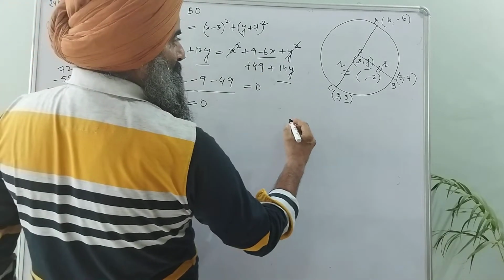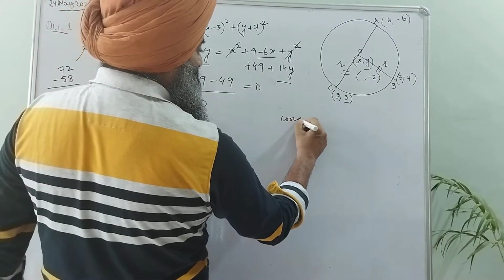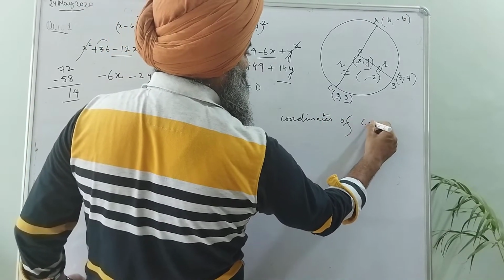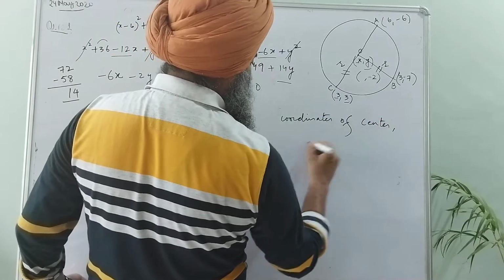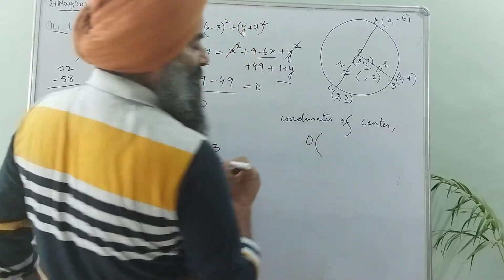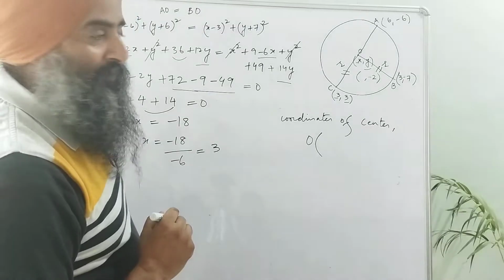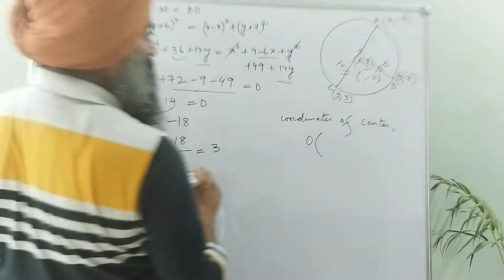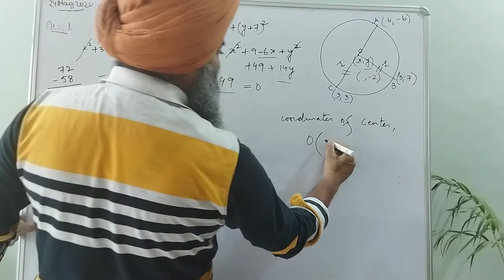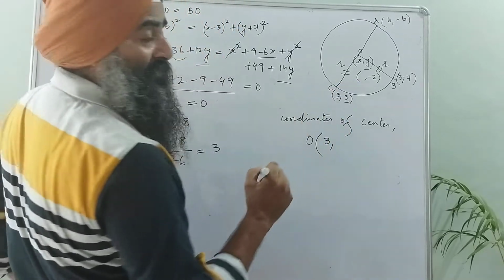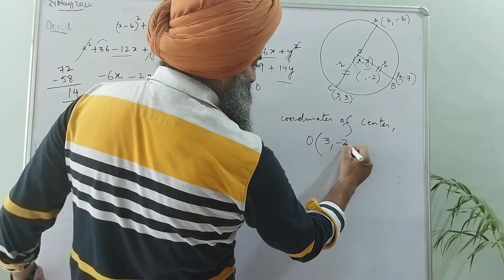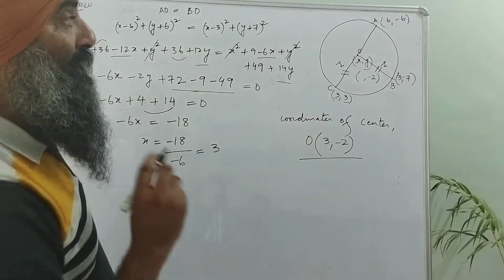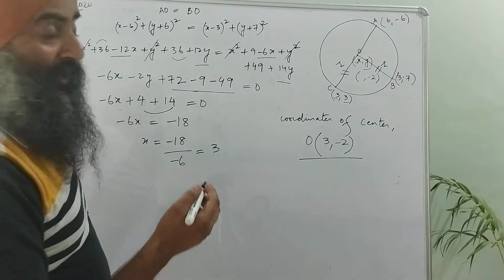So what are the coordinates of center? We can write, always write answer what they have asked. Coordinates of center O. What are? Can you tell students? What are the coordinates of center? Anyone? What is the value for x? 3. And what is the value for y? Minus 2. Minus 2.